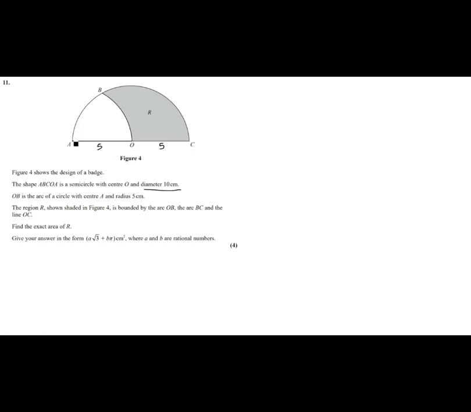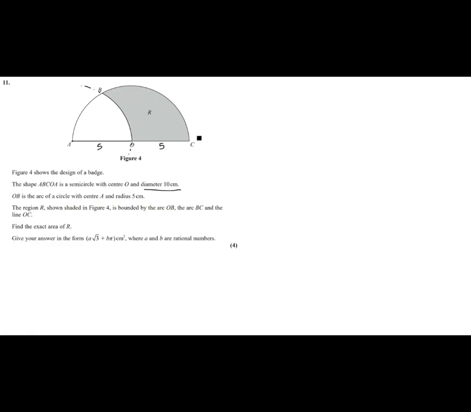So this is like, imagine if it was a circle going like this. The region R shown shaded in figure 4 is bounded by the arc OB, the arc BC, and the line OC. Find the exact area of R. Give your answer in the form A root 3 plus B pi centimeter square, where A and B are rational numbers.